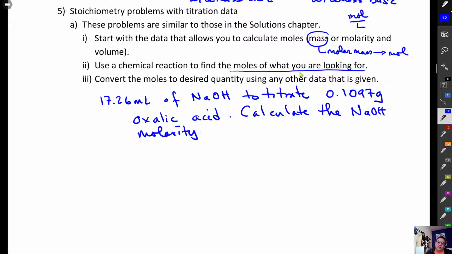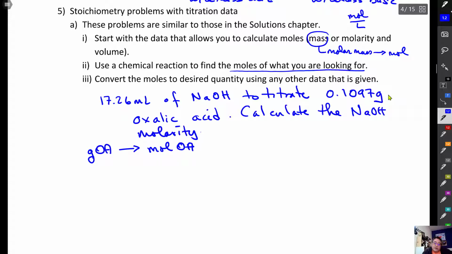So what do we do when we solve these problems? You start with whatever allows you to calculate the moles of sample. Now, the way you get moles from a volume is you need to know the molarity, so that's not it. But you can always get moles from grams. So we're going to take the grams of oxalic acid, I'm just going to call it OA, and convert it into moles of oxalic acid.